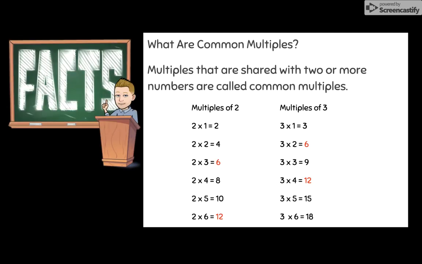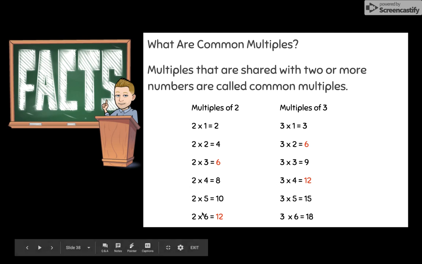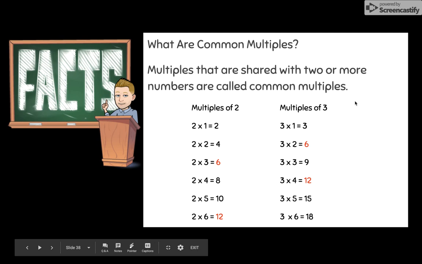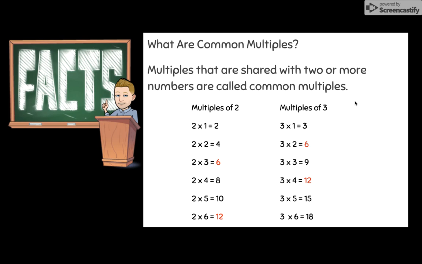So, what are common multiples? Multiples that are shared with 2 or more numbers are called common multiples. So in the left-hand column here, I've got some of the multiples of 2. And in this column here, I've got some multiples of 3. What multiples do they have in common, or do they share? You can see I've highlighted those in red.